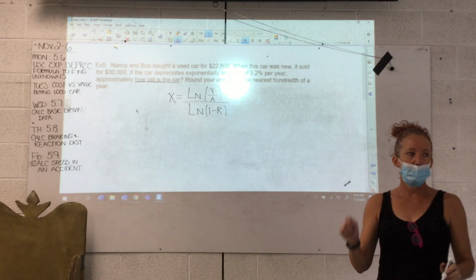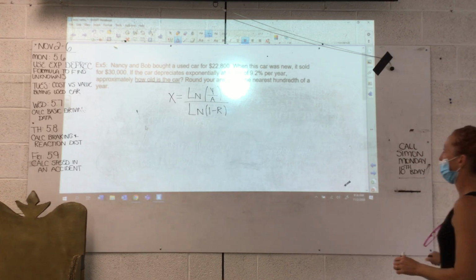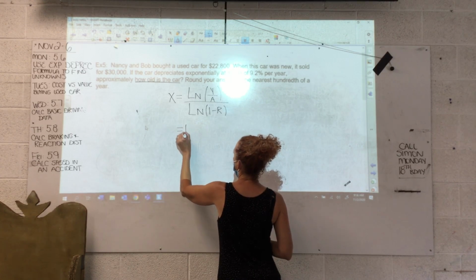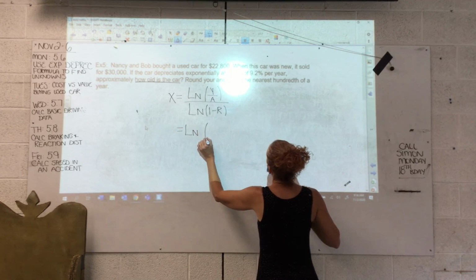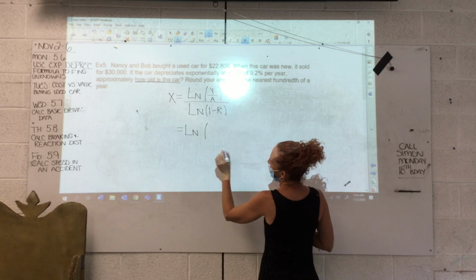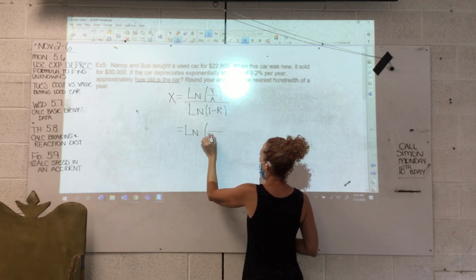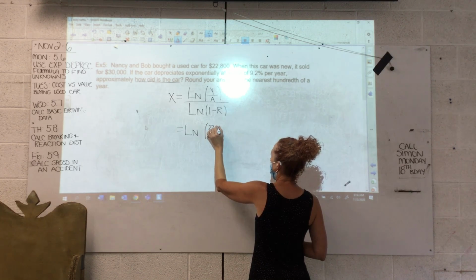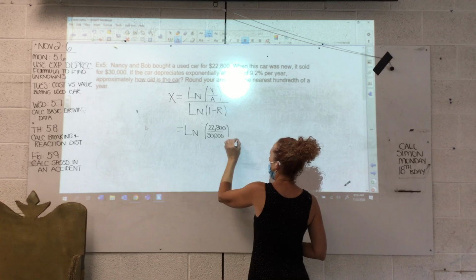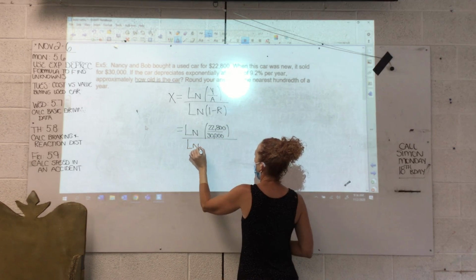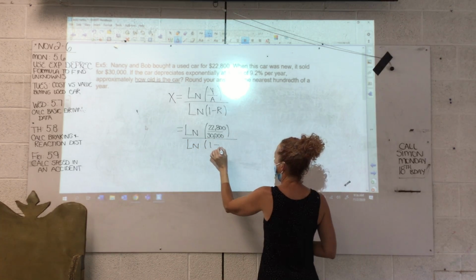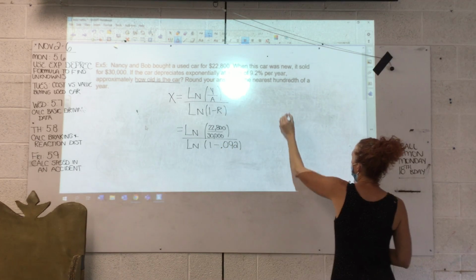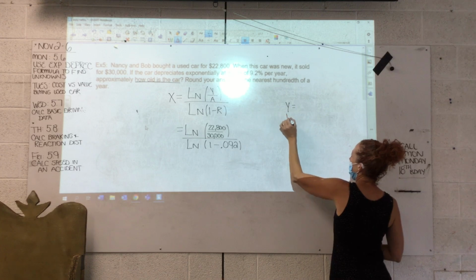A is bigger. A is bigger. A is bigger. A is the new price of the car. So, ln of, when the car was new, it sold for 30,000. 22.8 goes on top, divided by the rate, which is 1 minus 0.092. I didn't do this piece.